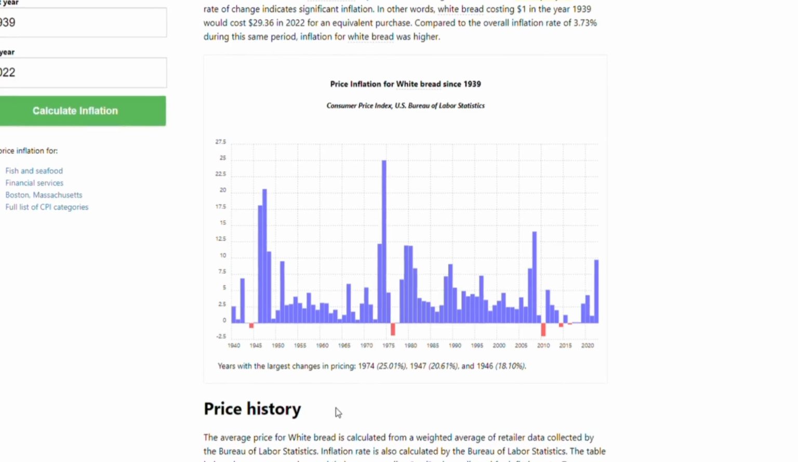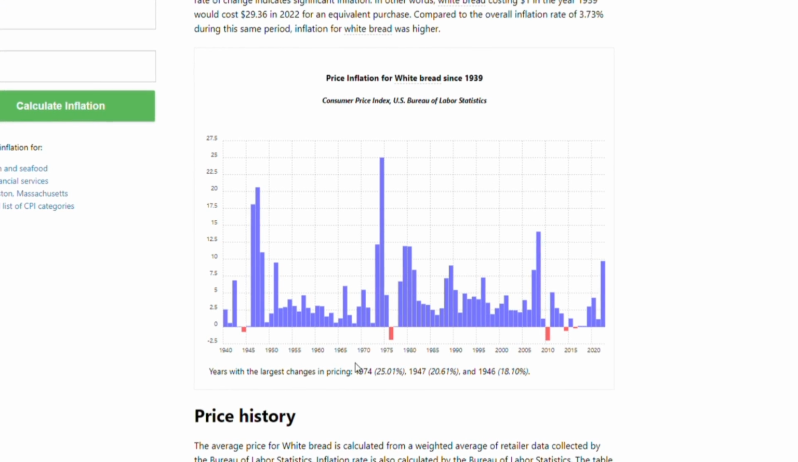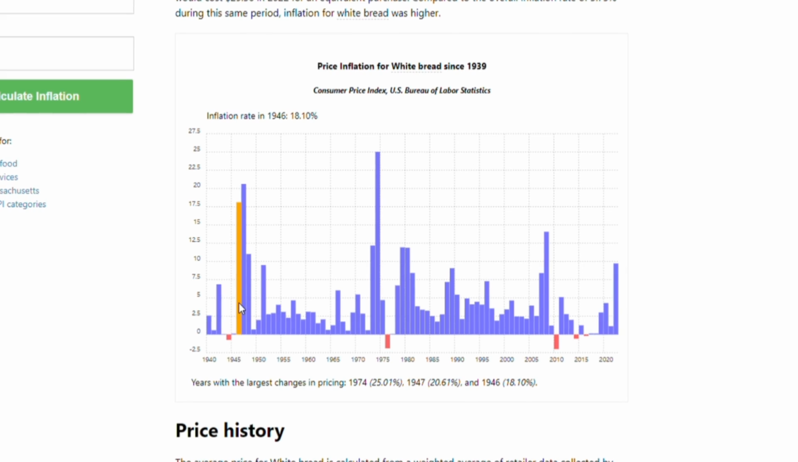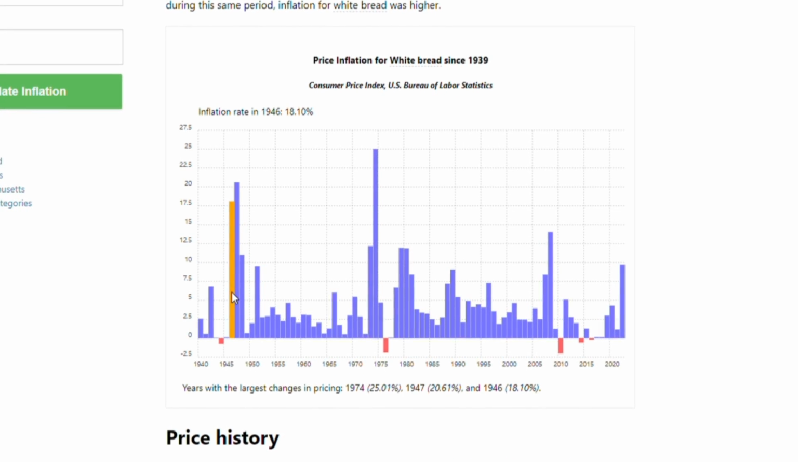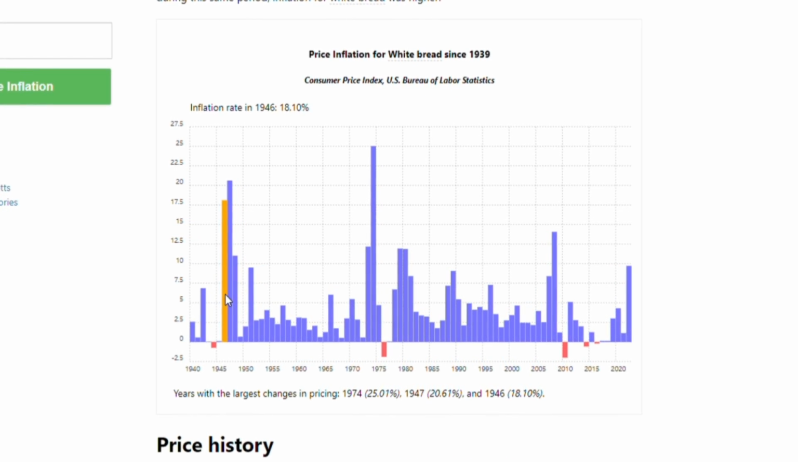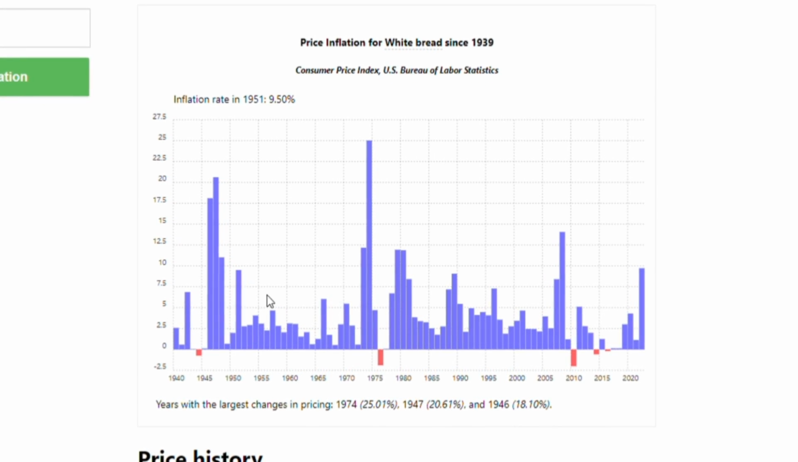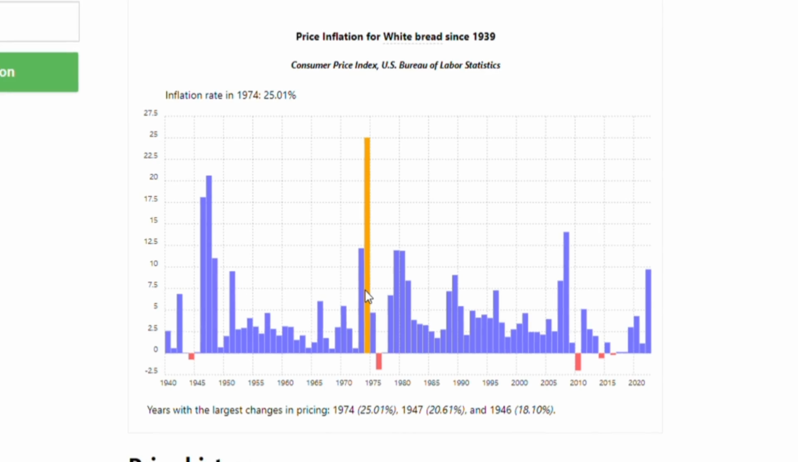Now let's look at how inflation in the US has evolved over history. Where were its highs and lows? As we can see in the chart, inflation in the US peaked in 1946 at 18.10%, in 1947 at 20.61%, and in 1974 at 25%. These are the extremes when the purchasing power of the people declined significantly.